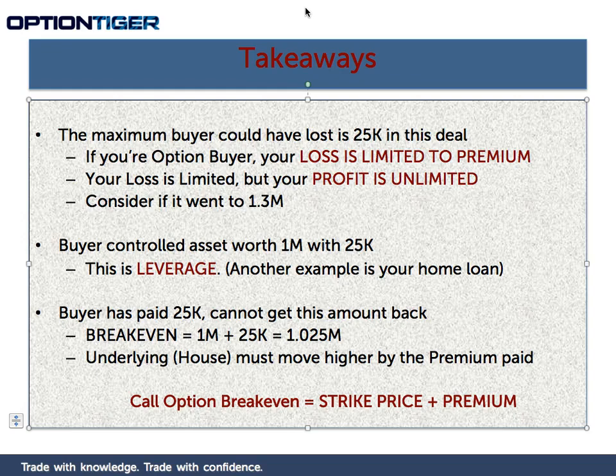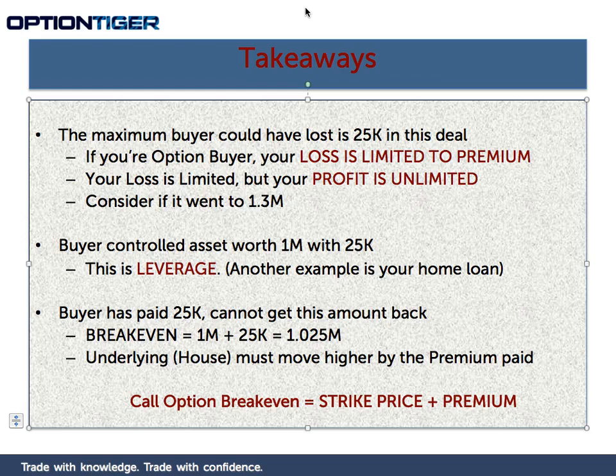As a buyer, the maximum we could have lost on this deal is $25,000. Why is that? Because if the price of the house went down below $1 million, then we're not going to exercise our right to buy the house. Remember, we have the right. We don't have the obligation. The seller has the obligation. So as a buyer, we have the right to exercise or not to exercise.